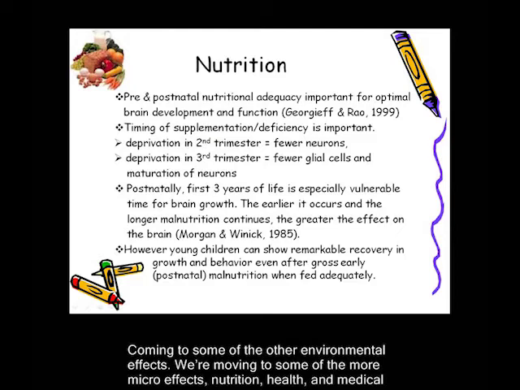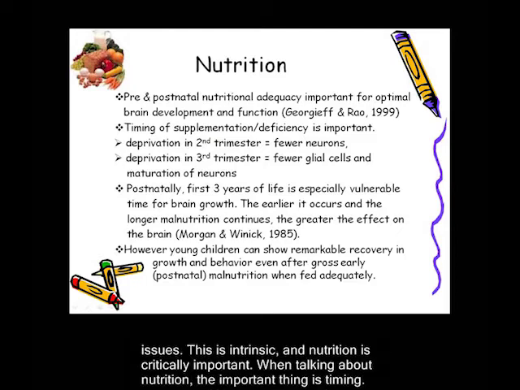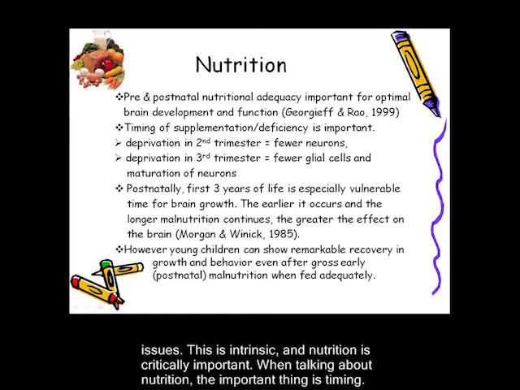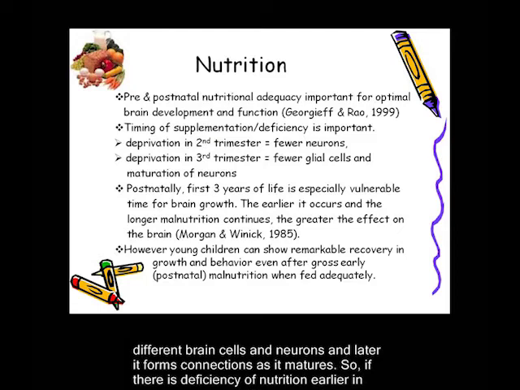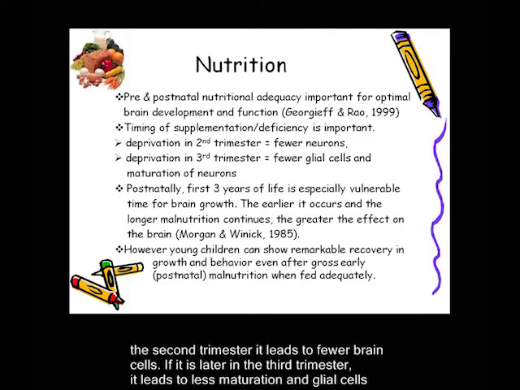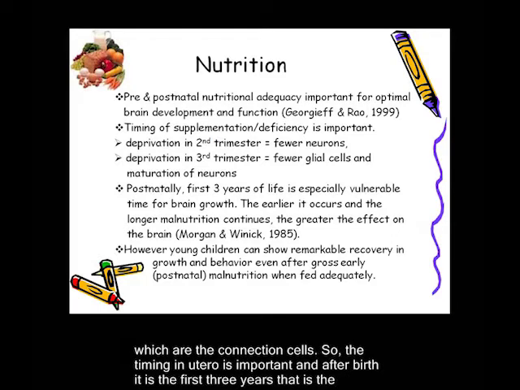Coming to some of the other environmental effects, we're moving to some of the more micro effects: nutrition, health, medical issues. So this is intrinsic. And nutrition is critically important. When talking about nutrition, the important thing is to look, as I talked about earlier, at timing. Timing in terms of the prenatal is important because as the brain begins to develop, it first, as you know, creates a bunch of different brain cells or neurons, and then later it forms connections and matures. So if there is deficiency of nutrition earlier in the second trimester, it leads to fewer brain cells. If it's later in the third trimester, that leads to lesser maturation and glial cells, which are the connection cells.